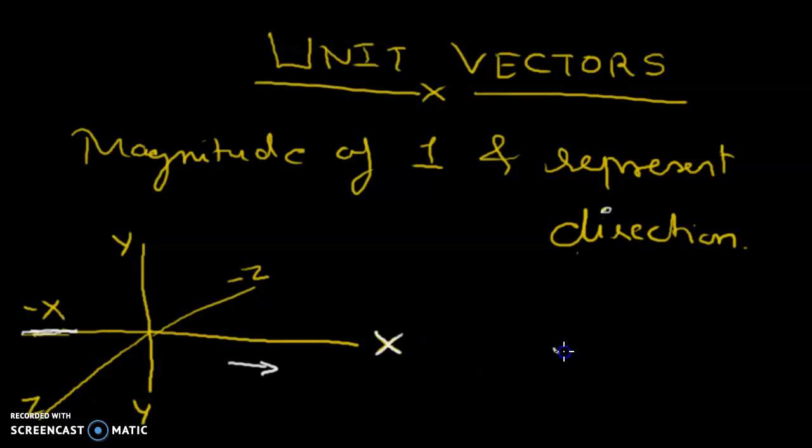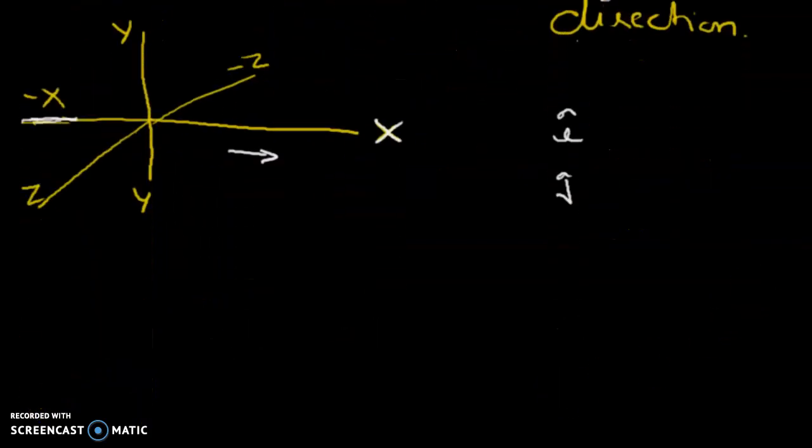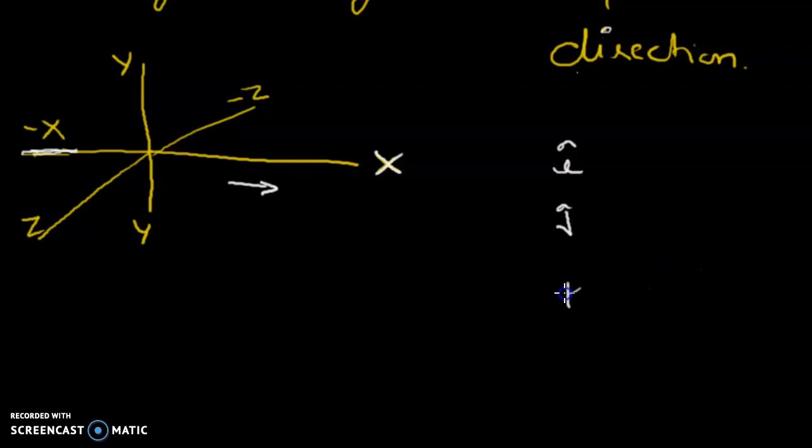For the positive x-axis we use i cap. For the positive y-axis we use j cap. For the positive z-axis we use k cap. So there is a cap over the symbol. Cap is the symbol for a unit vector, and you can see that the magnitude of each one of them is 1, because if nothing is written there, I can say 1.